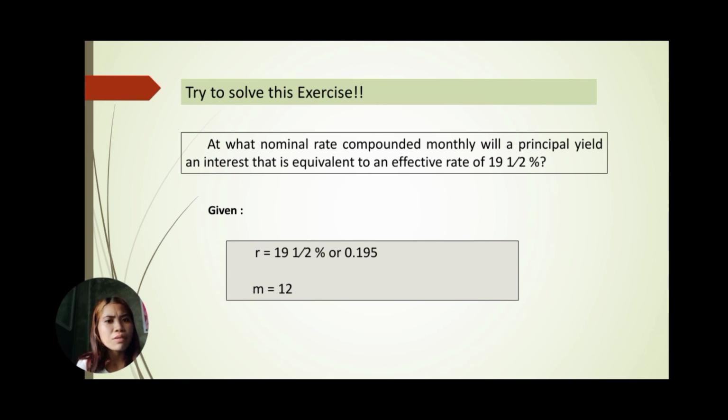So try to solve this exercise. At what nominal rate compounded monthly will a principal yield an interest that is equivalent to an effective rate of 19.5%? Based on the given problem, we have an effective rate of 19.5%, or in decimal form 0.195, and the number of conversions per year would be 12 since it is compounded monthly.